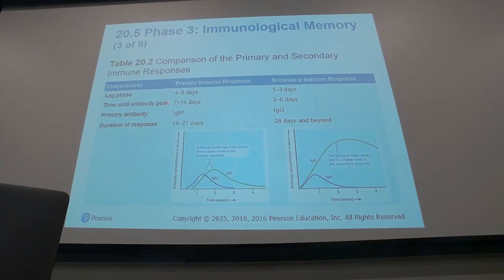The first antibody that is formed is IgM in the primary response, and in the secondary response it is IgG.